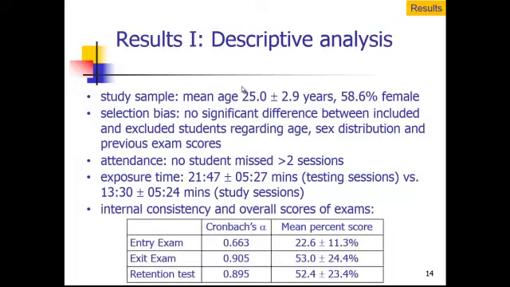Internal consistency was excellent for the exit exam and the retention test. Overall percent scores indicated that there was a moderate increase in student performance between the entry and the exit exam, and almost no drop in performance over the 6-month period following the exit exam.